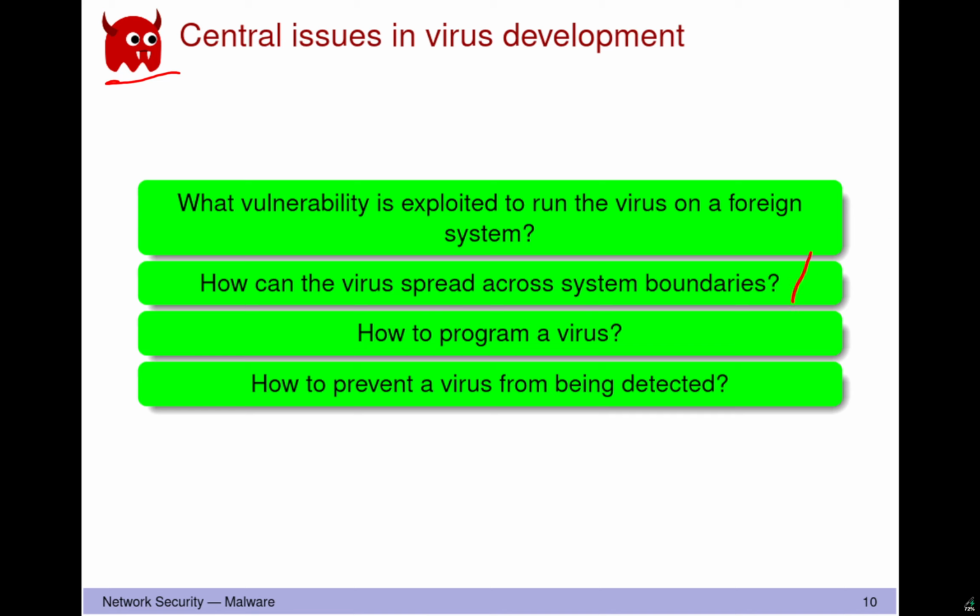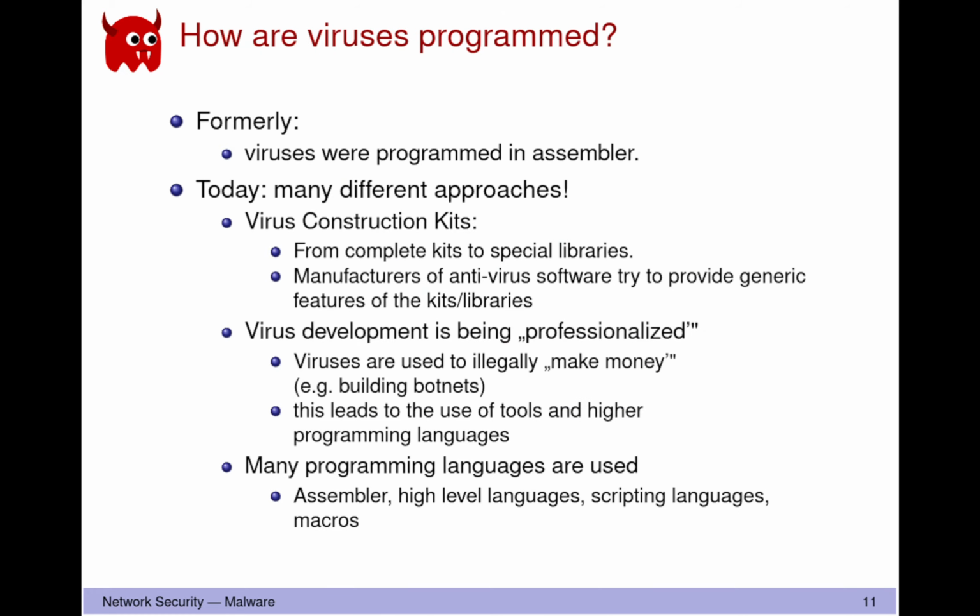Spreading beyond boundaries is a little bit tricky because it overlaps with the worms that we will later focus on. The question is, how can you program a virus? How can you detect them, and how can you prevent being detected? Previously, viruses were quite a bit more difficult to program. You had to type it yourself in assembler. You had to think of the placement of the virus in the code. Where do you want to place it?